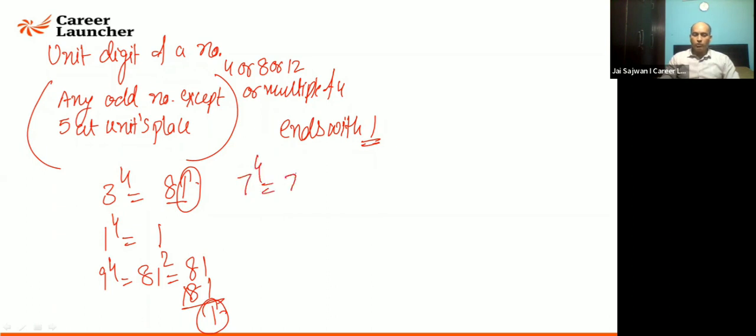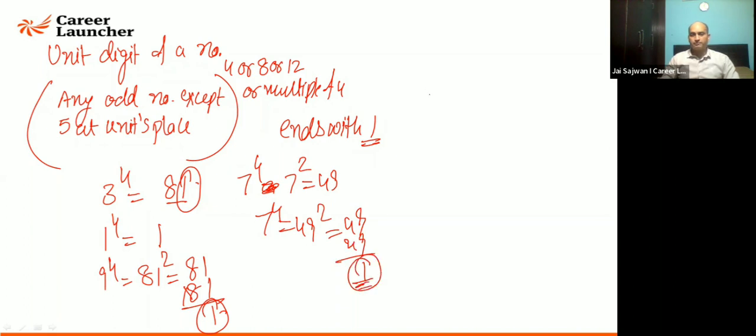7 to the power 4. I will say 7 square is 49. So 7 to the power 4 is 49 square, which is 49 into 49. 9 nines are 81. The unit digit is 1. Do you understand here? So any odd number, if the power is 4, 8, 12 or a multiple of 4, ends with 1. I believe it is clear to all of you. Please ask if there is a query.